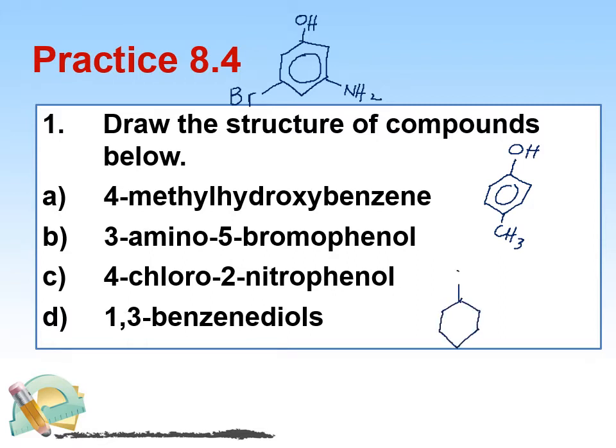Okay, we draw phenol straight away here. At carbon number 2, we have a nitro compound. At carbon number 4, we have a chlorine atom. Right? And then lastly, we have a diol. So meaning that we have OH at carbon number 1 and then another OH at carbon number 3. Okay, it's that simple.